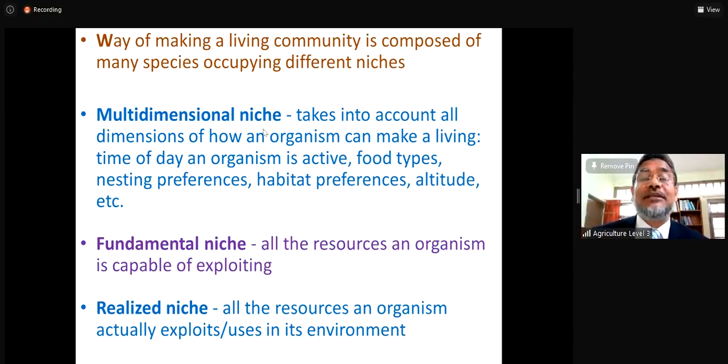The realized niche that is actually being exploited by the organisms is also called the multidimensional niche.